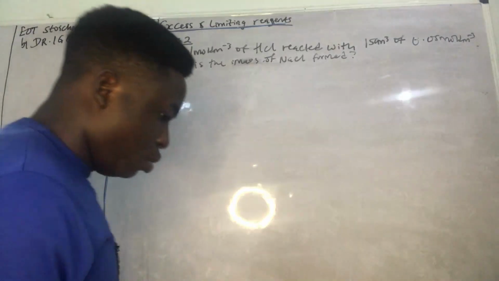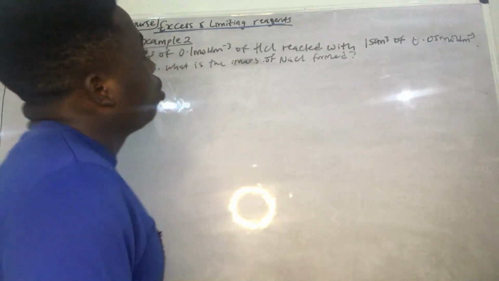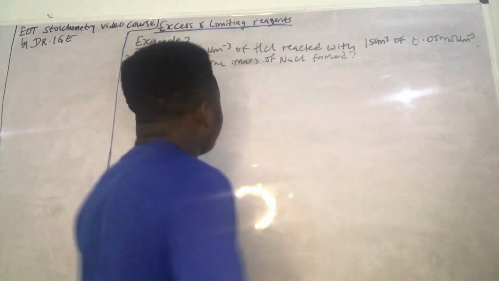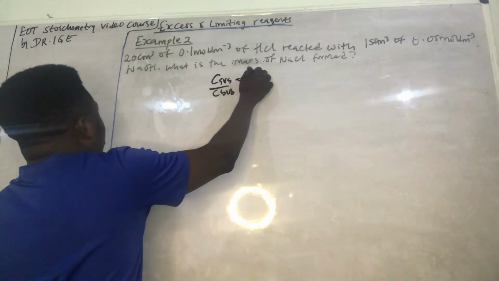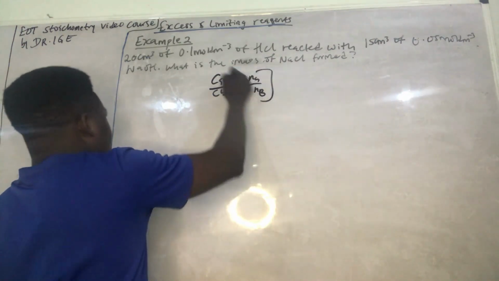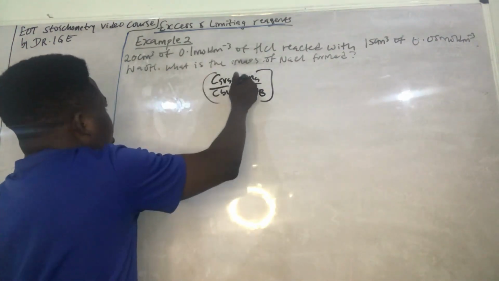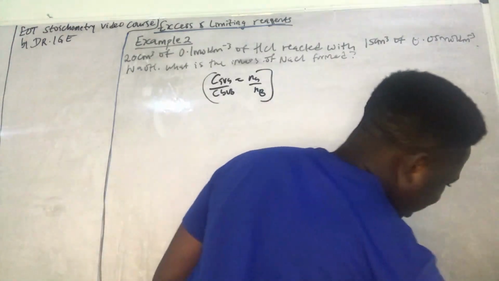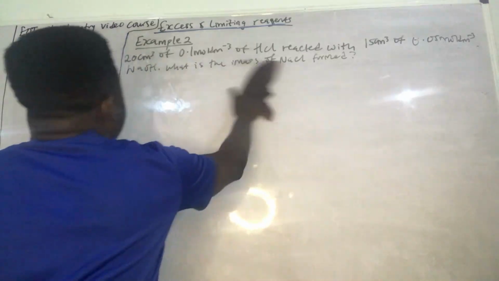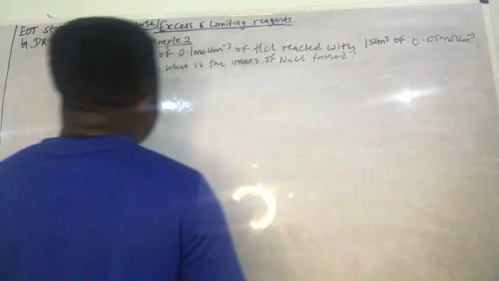Now when many people see this, they want to do one foolish thing: go and use CA VA over CB VB equals NA over NB. I don't know what you're looking for here because you already have the volumes and concentrations and you know everything. So this is not going to work, never. The knowledge that plays here is still excess and limiting reagents.